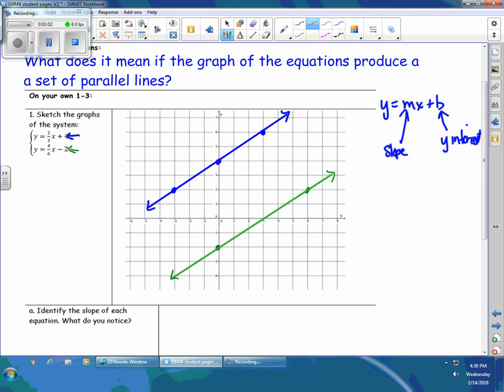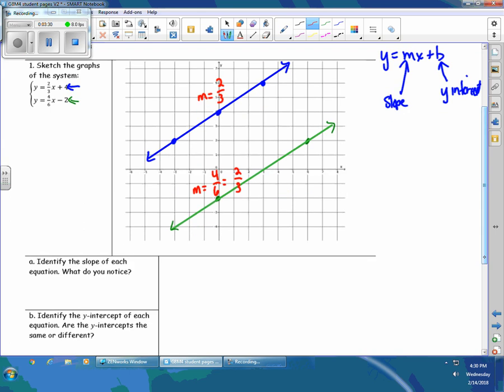I said my slope here was 2/3. My slope here is 4/6. Now 4/6, I can reduce that fraction. If I divide my numerator and my denominator by 2, I'm going to get 2/3. So what ends up happening is the slopes of both of these lines are the same, but my y-intercept is different. The slope of the first equation was 2/3, and the slope of the second equation was 4/6. And 2/3 and 4/6 are equivalent fractions, so I can put an equal sign in between them.